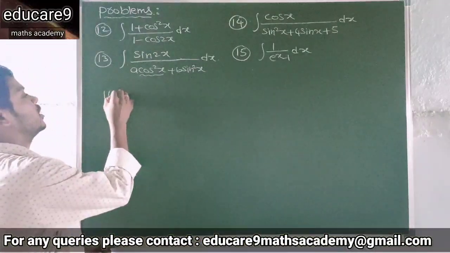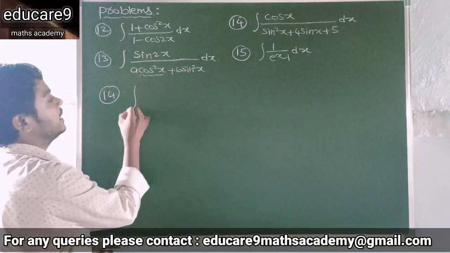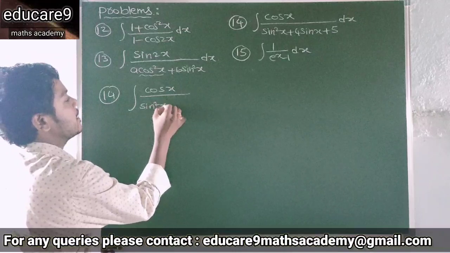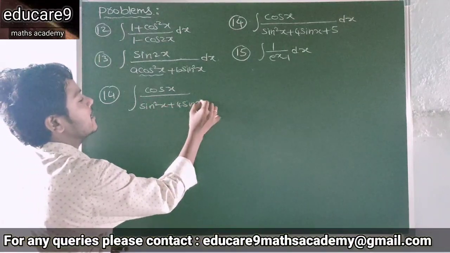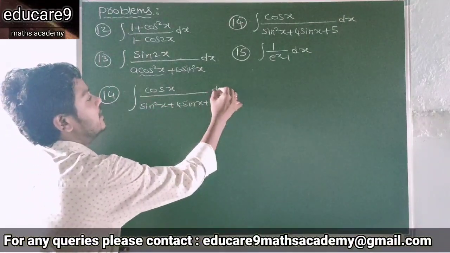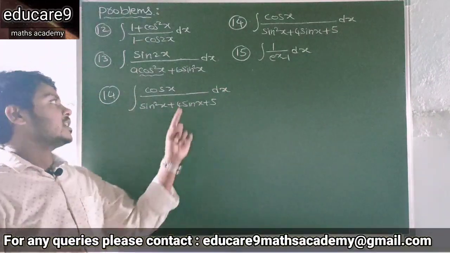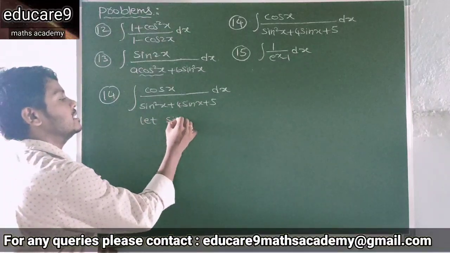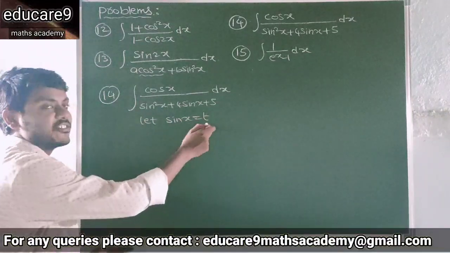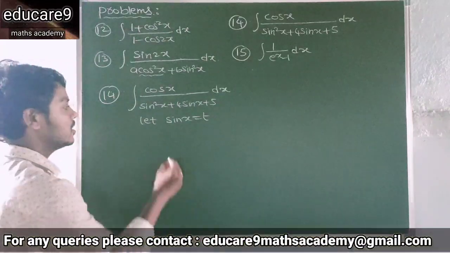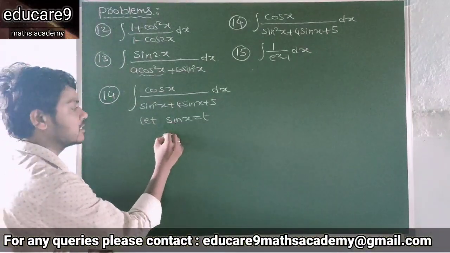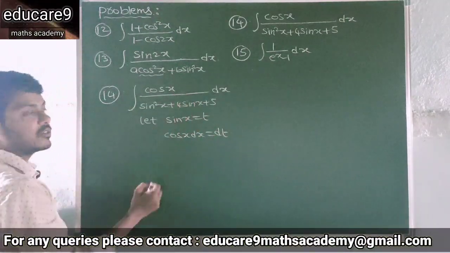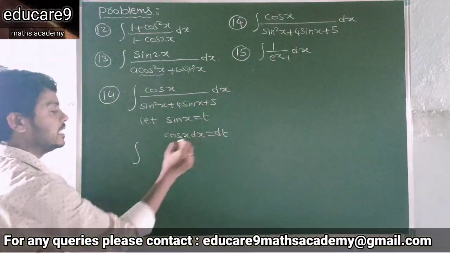So see the next one, 14th one. Integration of cos x by sin square x plus 4 sin x plus 5 dx. So clearly this is the combination of cos and sin. So let sin x is equal to t and differentiate with respect to x on both sides. So what you get? Derivative of sin x, that is cos x dx is equal to dt. So substitute here, what you get? Cos x dx is dt.